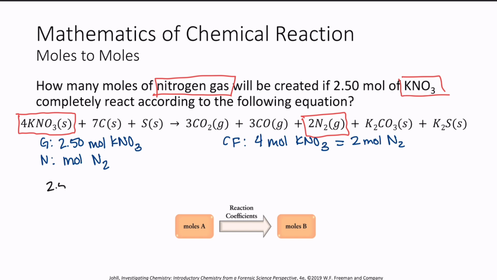So I'll start with my given, 2.50 moles of KNO3 times. In this conversion factor, I have to have moles of KNO3 on the bottom so it will cancel out. So that tells me that my 4 moles of KNO3 are going to be on the bottom, and then my 2 moles of N2 will be on the top.